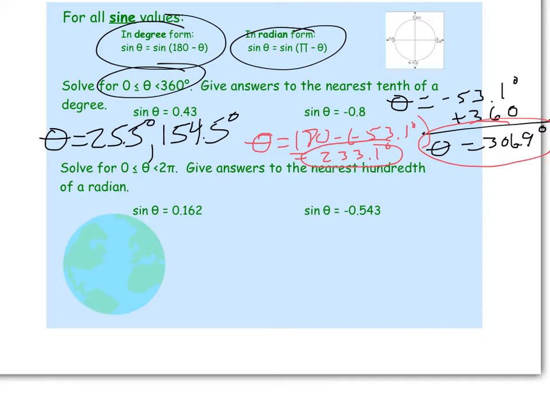All right, the next two examples, you would do them exactly the same. It's just that those are in radians. You're going to do those in radians instead of degrees. Okay, so get your first solution from your calculator. Make sure you're in radian mode. And then subtract the first one from pi.